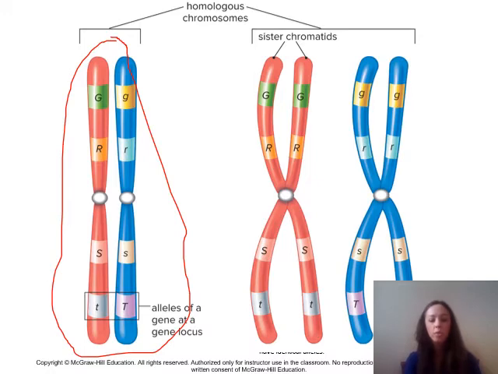So the T gene is going to be located on the exact same place on one chromosome as it is on the other homologous chromosome, and this is called the gene locus. And for this particular pair of alleles, it is going to be heterozygous because we have one recessive allele and then one dominant allele. And it looks like for all of our gene pairs, all of them are going to be heterozygous.